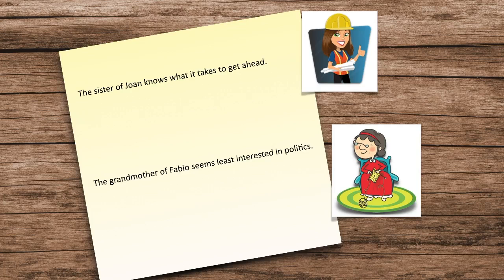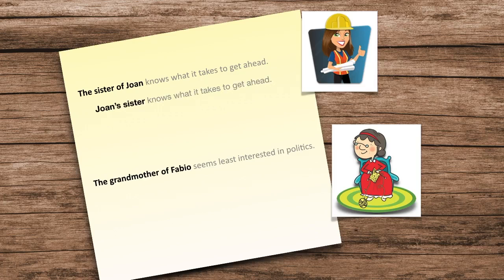What I need you all to do at this point in time is focus, again, specifically on these portions of the sentences: the sister of Joan, the grandmother of Fabio. Here too, I can shorten these to Joan's sister and Fabio's grandmother. Alright?